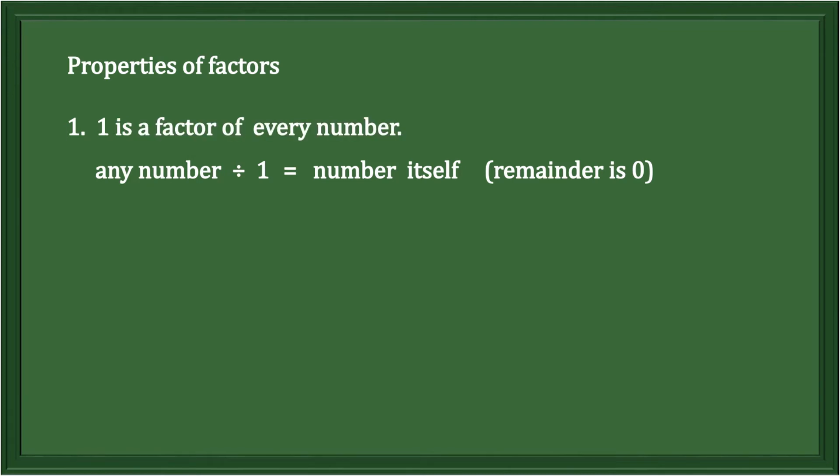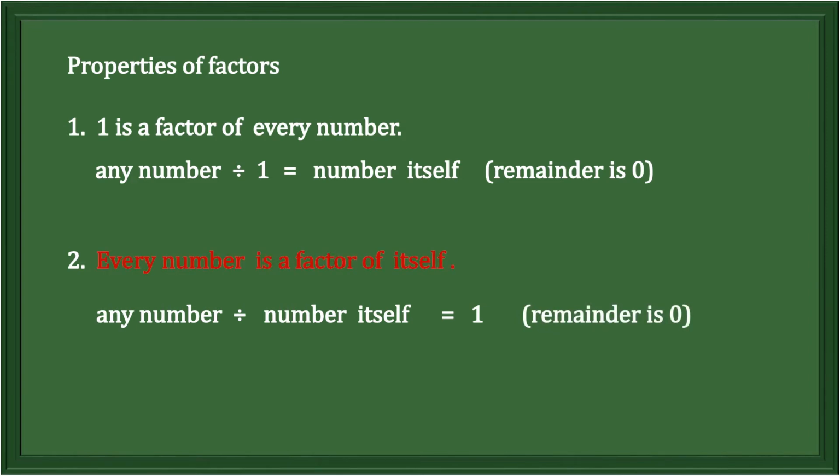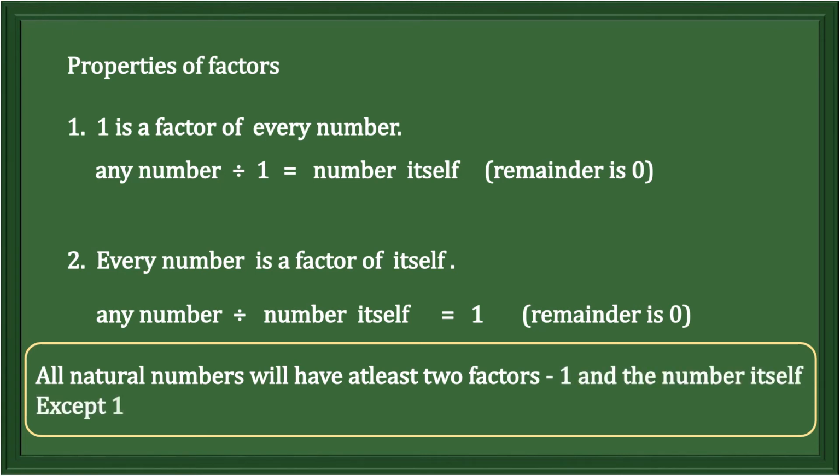Property number 2. Every number is a factor of itself. We know that any number divided by the number itself is equal to 1, which again means that the remainder is 0. Hence, every number is a factor of itself. From these two properties of factors, we can say that all natural numbers will have at least two factors, that is 1 and the number itself, except 1, because the factor of 1 is only 1.